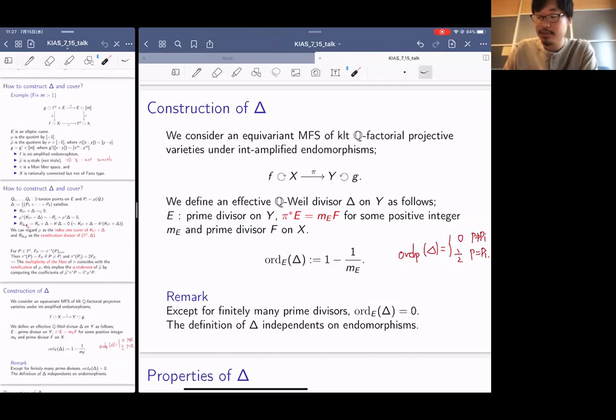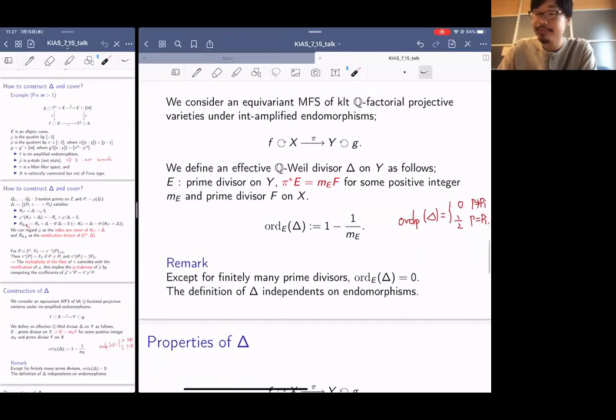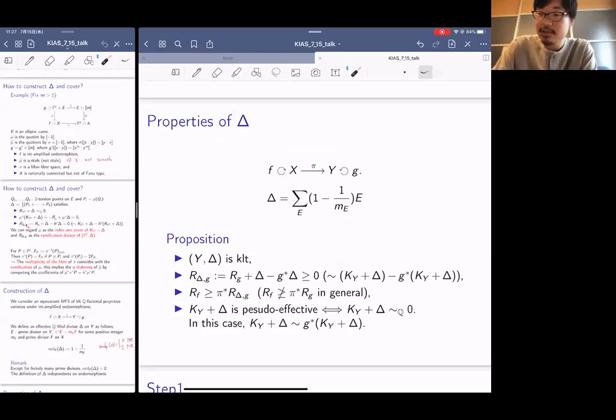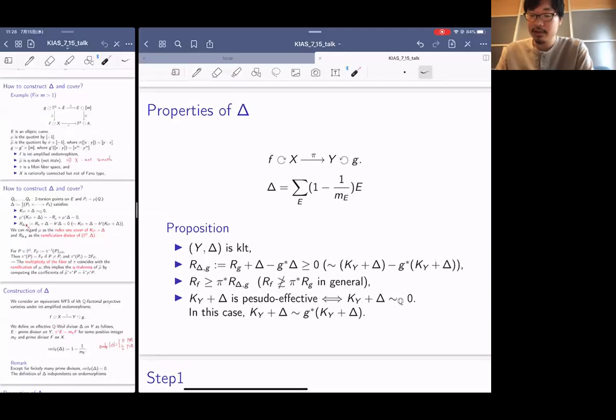Okay. And next, we observe the properties of delta. In this setting, we have first that (Y, delta) is KLT by Ambro's canonical bundle formula. And this divisor defined by the ramification divisor of G plus delta minus G pullback delta is effective. And this is linearly equivalent to K_Y plus delta minus G pullback of K_Y plus delta. So we can regard this divisor as the ramification divisor of the pair.